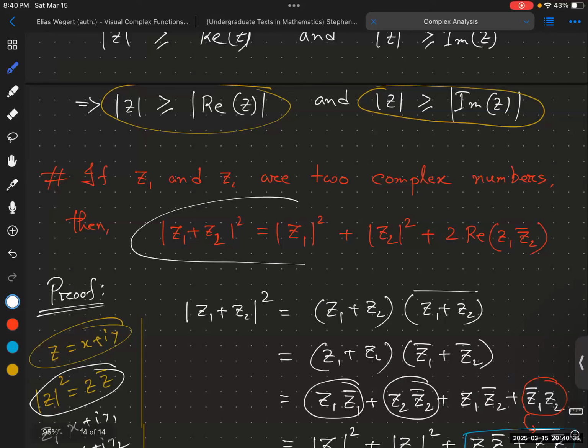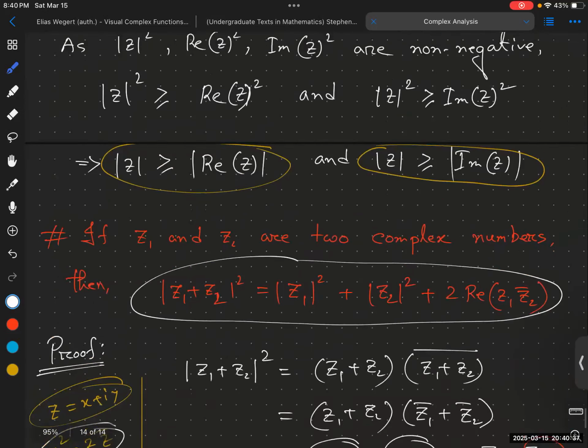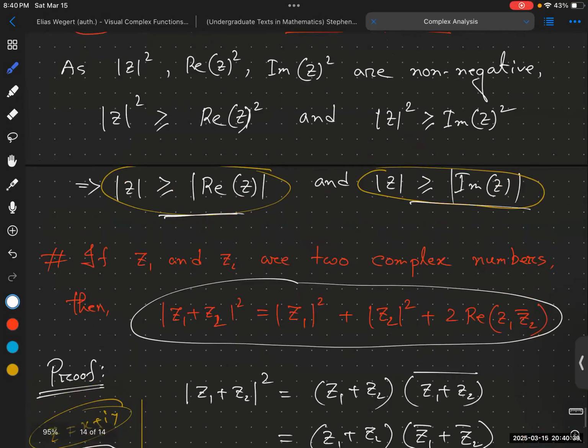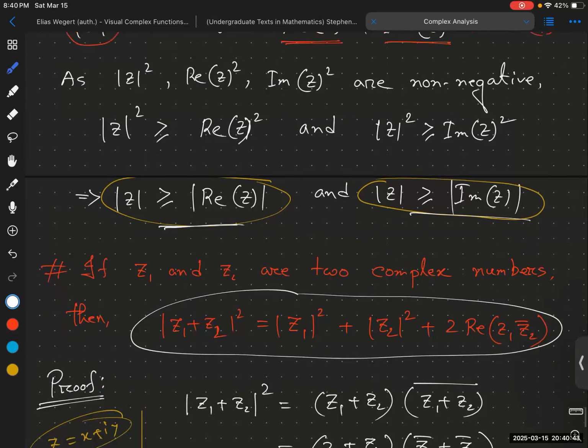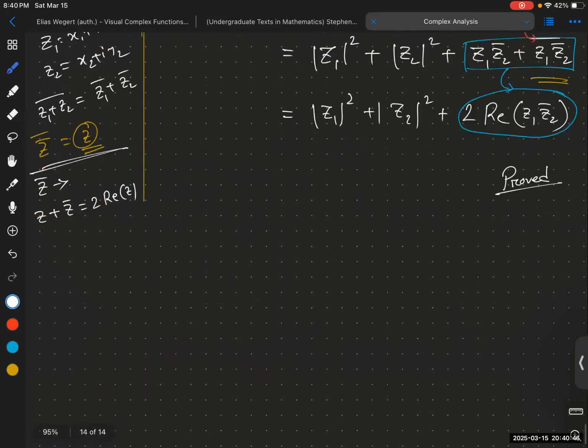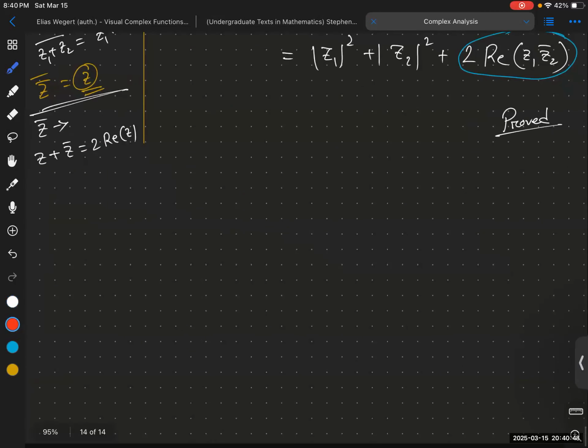So we have this equality and we have these inequalities. Using these two, we will now prove the triangle inequality. The statement is: prove the triangle inequality for complex numbers.